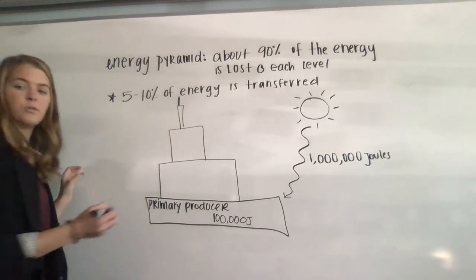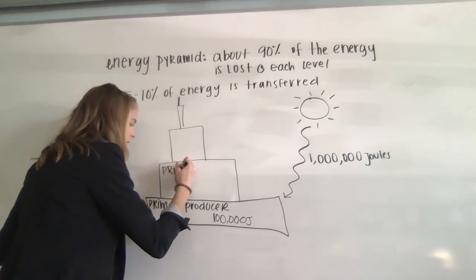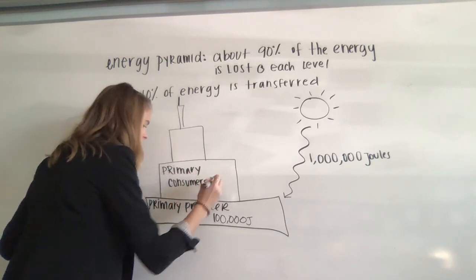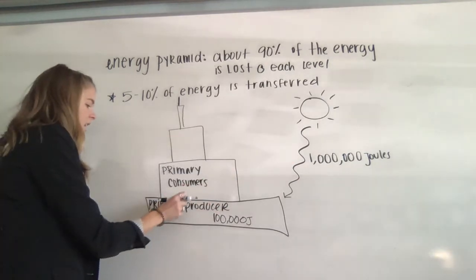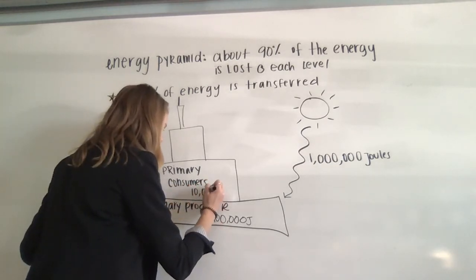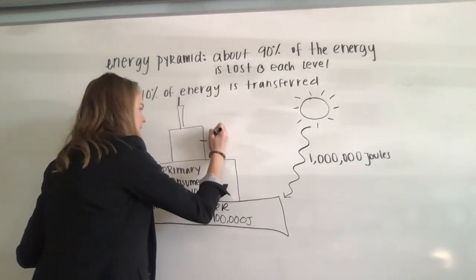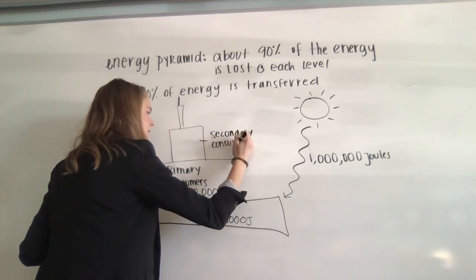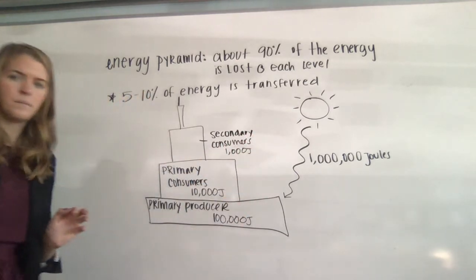We know that from producers we go to primary consumers, sorry. And again, these primary consumers are only getting 10% of this energy. They're not getting 10% of the sunlight energy, they're getting 10% of the producers' energy because we know they're eating these producers. And 10% of 100,000 is 10,000, so they're getting 10,000 joules of energy. And so on and so forth. So our secondary consumers are getting 10% of the primary consumers, so they're getting 1,000 joules of energy.